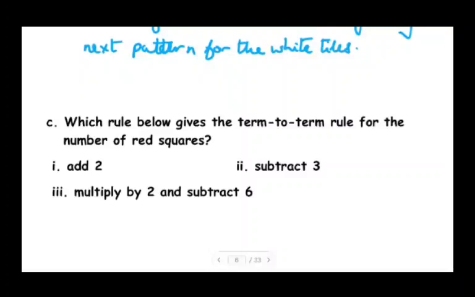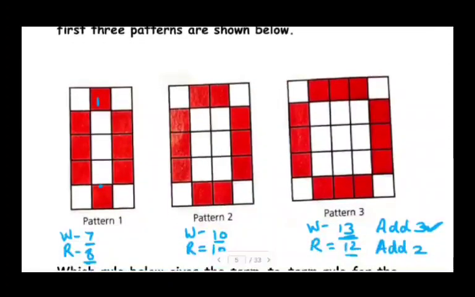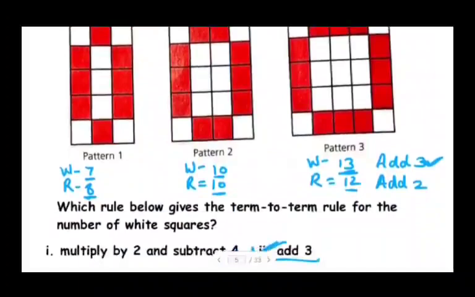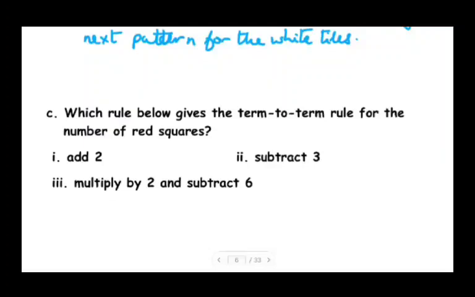Which rule below gives the term-to-term rule for the number of red squares? Here we have written add 2. Correct? Here our term-to-term simple rule was add 2, but see the fancier ones that they have put across. We have add 2. This is what we think is correct.